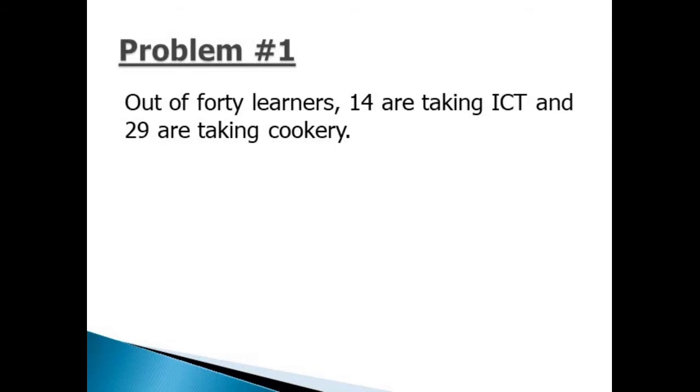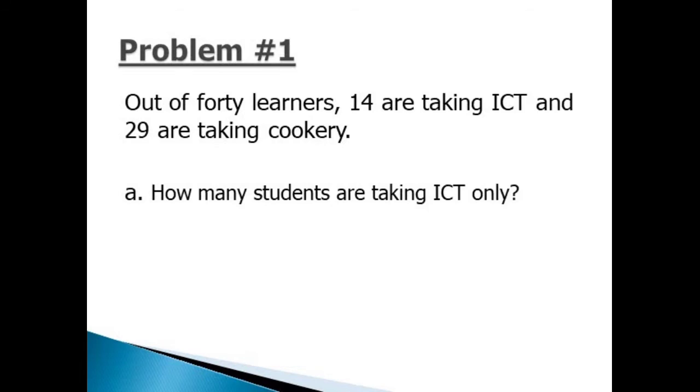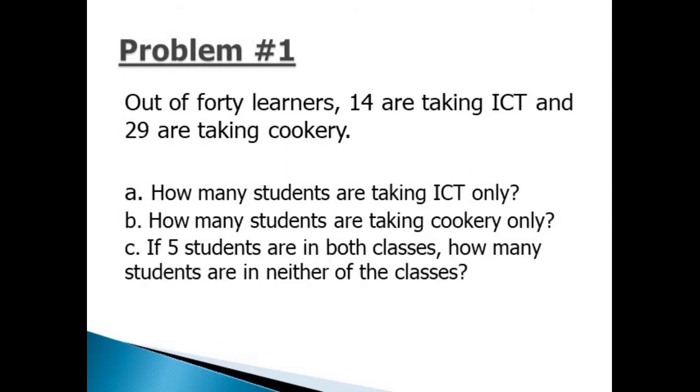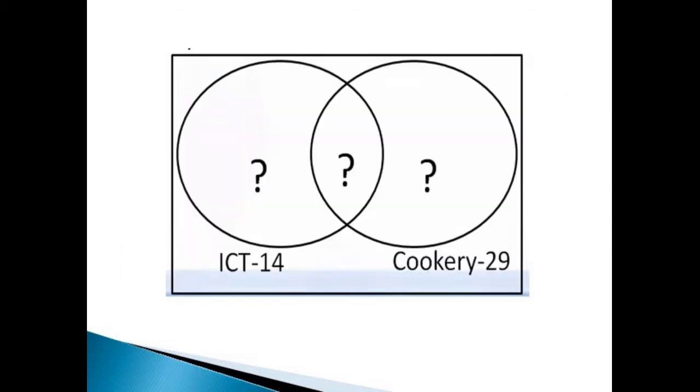Let's say out of 40 learners, 14 are taking ICT and 29 are taking cookery. So let's try to find how many students are taking ICT only and how many students are taking cookery only. And if 5 students are in both classes, how many students are in neither of the classes? So this is how our Venn diagram would look like.